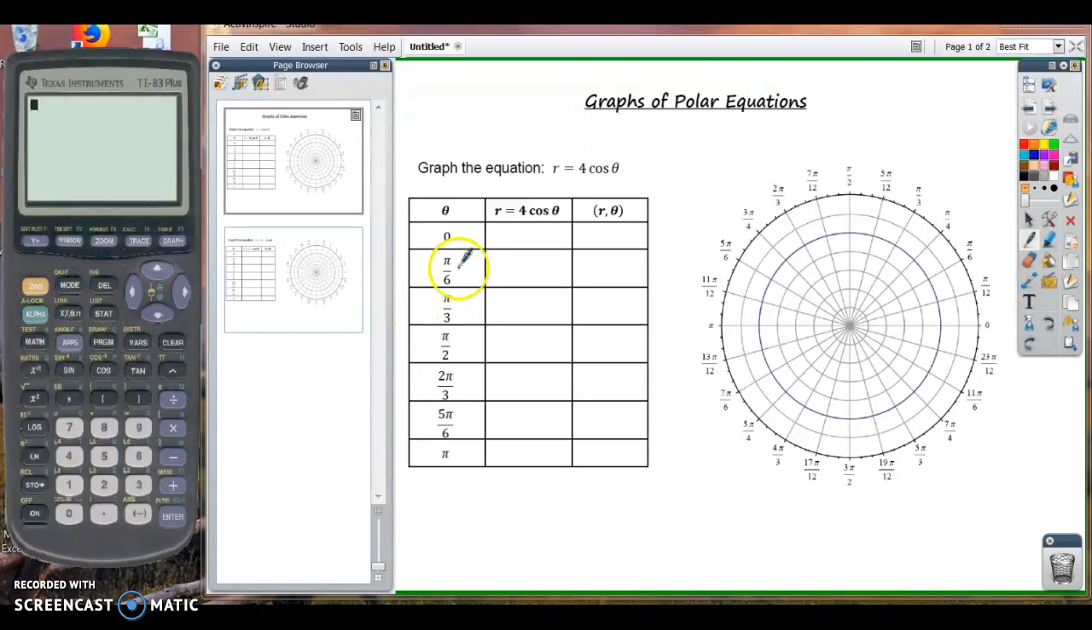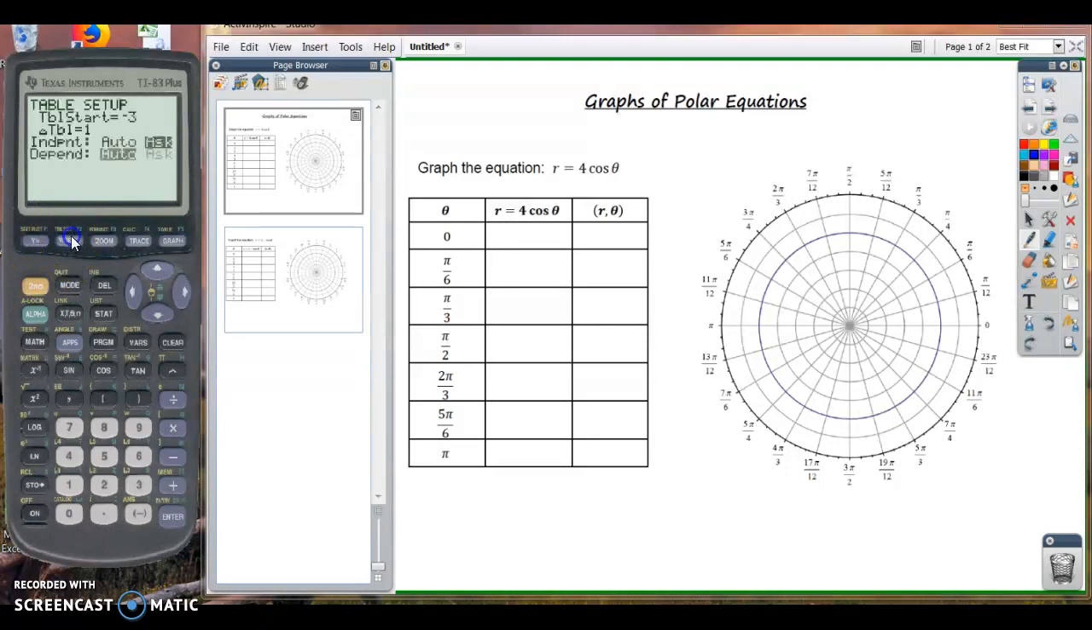Now, in order to get these values to come up, if you notice my table is in increments of pi over 6. 1 pi over 6. This is 2 pi over 6, which reduces to pi over 3. 3 pi over 6, which reduces to pi over 2. 4 pi over 6, which is 2 pi over 3, 5 pi over 6, and then 6 pi over 6, which reduces to pi.